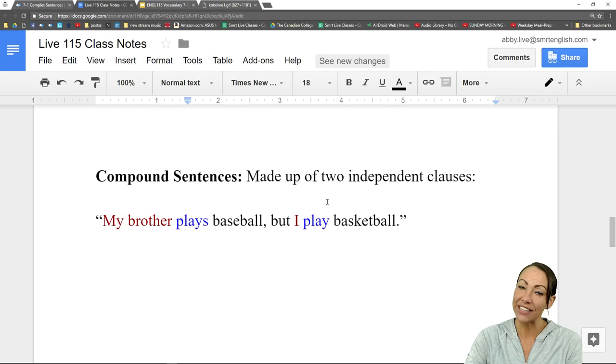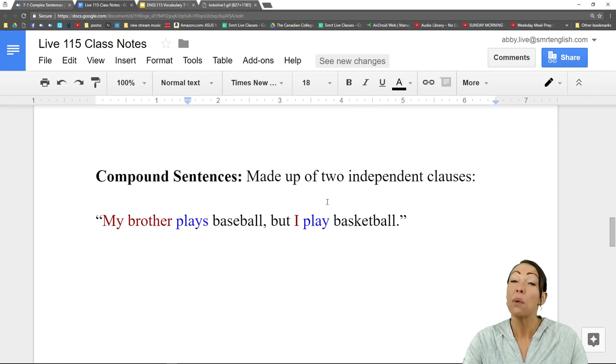A little bit more to it. So compound sentences are made up of two independent clauses. Our example, once more, my brother plays baseball, but I play basketball. So here's our two independent clauses.